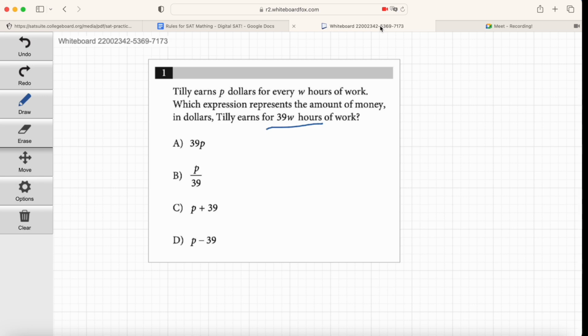So I'm going to start with a value for P, which is the amount of dollars he's earning for some number of hours. Okay, can you give me a value for P? That's the number of dollars for some number of hours. 1. We could do 1 here.